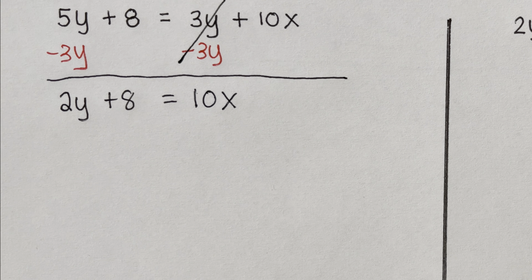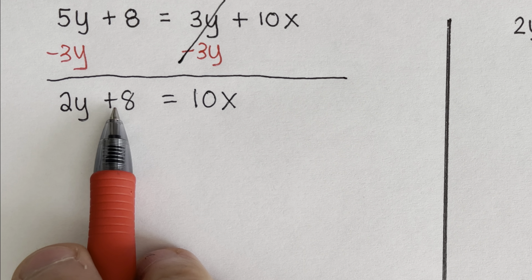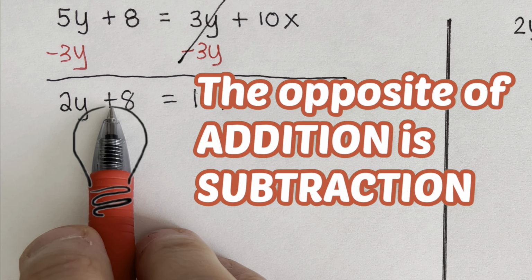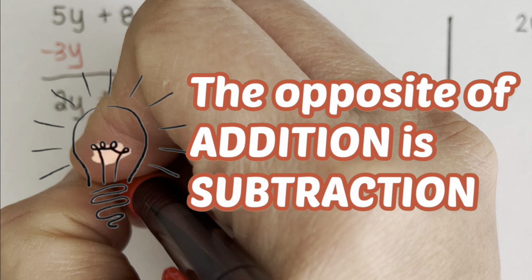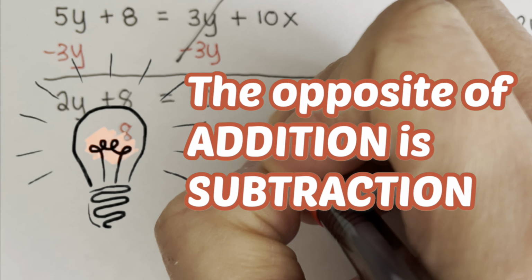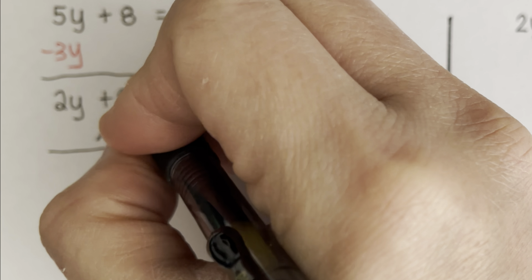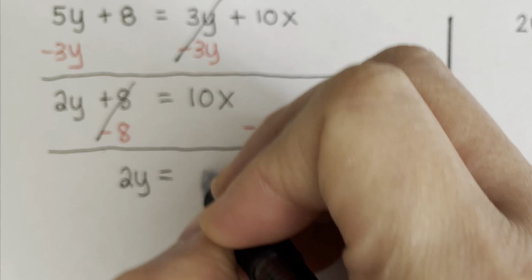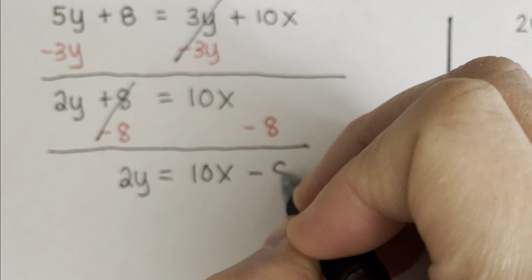Now again, our target is to have y by itself on one side. Now we have 8 here next to the 2y. Since this is addition, we remember that the opposite of addition is subtraction. So I will subtract 8 from both sides, minus 8. Then we can cross this 8 and 8 out. So the leftover on the left side would be 2y equals 10x minus 8.